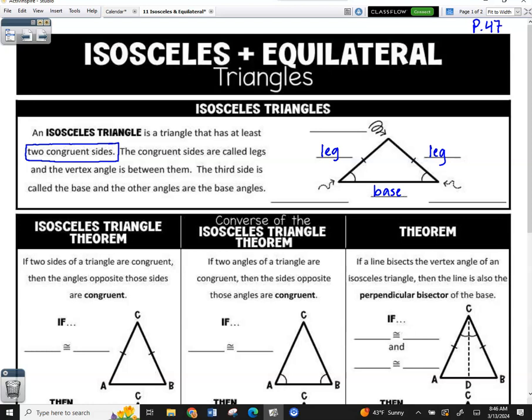Then at the top, when you turn it like a rooftop, the angle at the very top has a specific name. It's called the vertex angle. We'll put the abbreviation for angle because we don't have room. The angles at the bottom, since they are on the bottom and they are on opposite sides of the base, are called base angles.